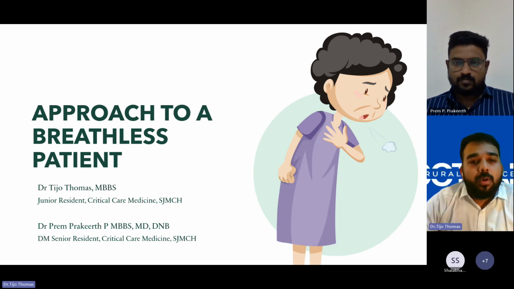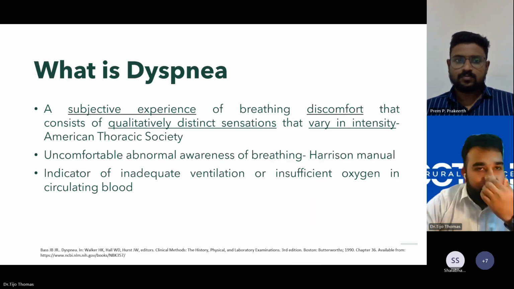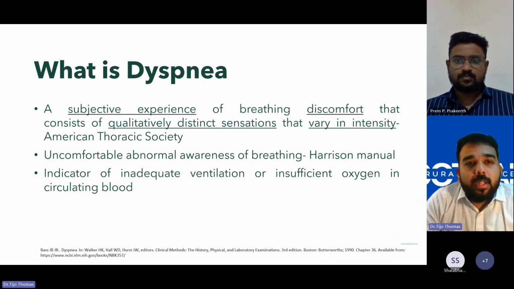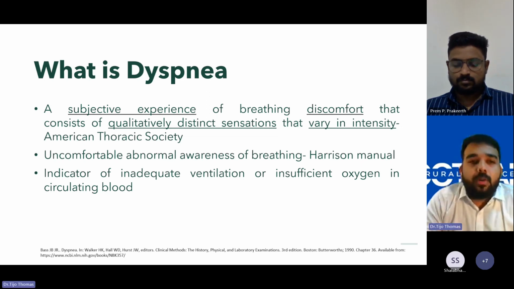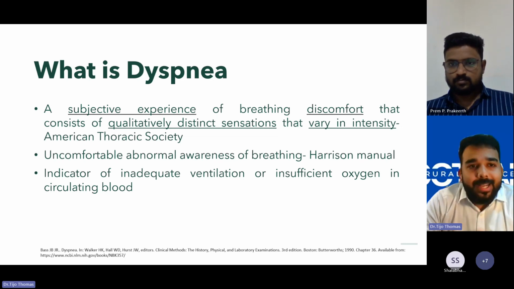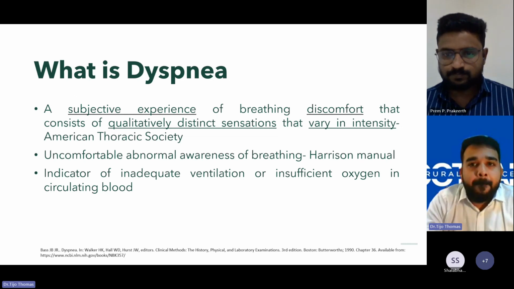What is dyspnea? Dyspnea, by definition, is a subjective experience of breathing discomfort that qualitatively varies in intensity. But if you want to term it in one word or a single sentence, we'll call it an uncomfortable, abnormal awareness of breathing. This is what we are familiar with during our UG time also. It is an indicator of inadequate ventilation or insufficient oxygen in the circulating blood.